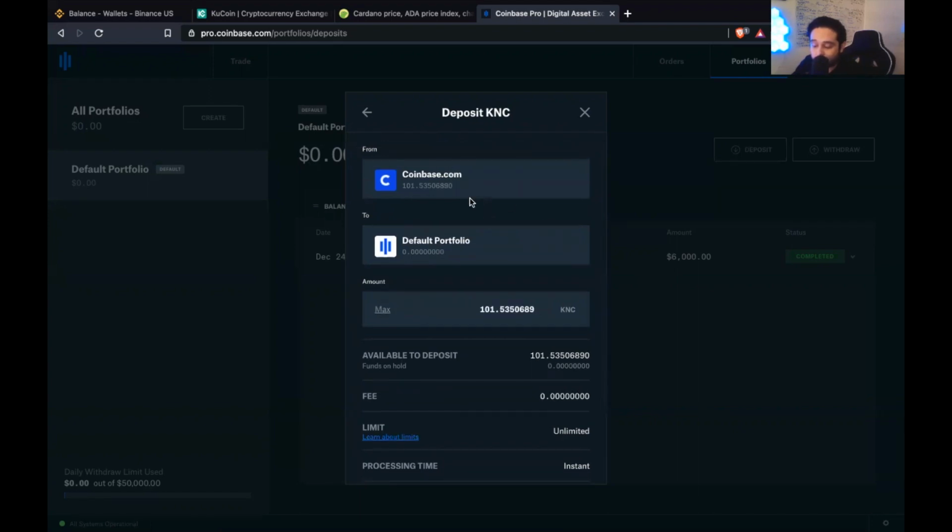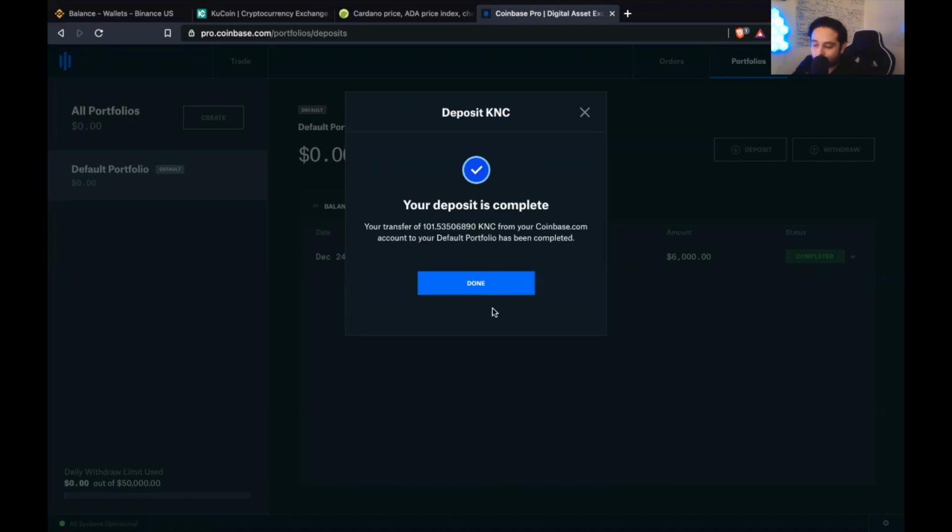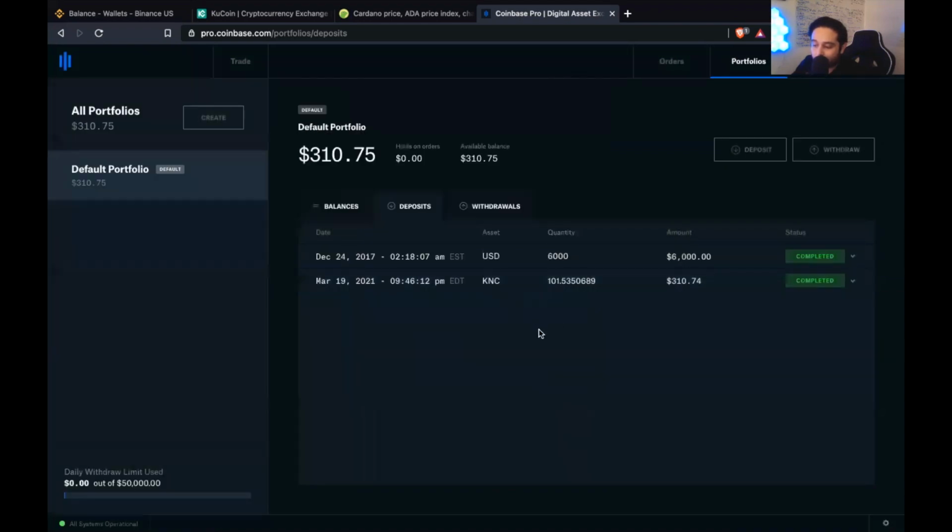So it says we're going to be moving 101 Kyber Network tokens to our default portfolio, which is Coinbase Pro. And we're putting the max available for deposit. Fee is zero, limit is unlimited, processing time is instant. So let's go. 1, 2, 3, 4, 5 seconds, and boom, 311 bucks are in my account, completed instantly. That's what happens when the platforms are really one.